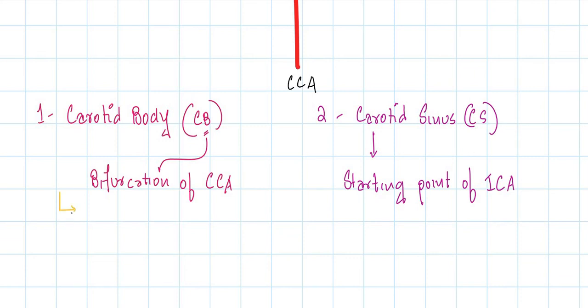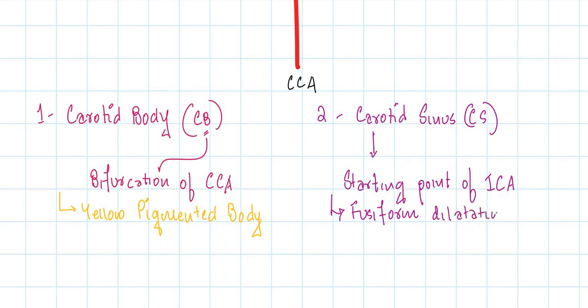The other thing that we should note is that the carotid body is a yellow pigmented structure. That's why I'm writing it down in yellow. While on the other hand, the carotid sinus is a fusiform dilatation of the internal carotid artery.